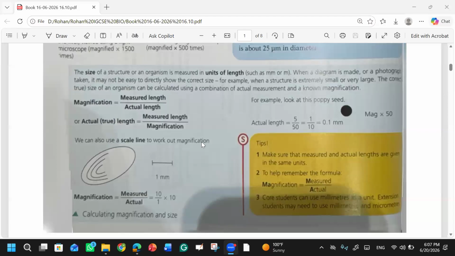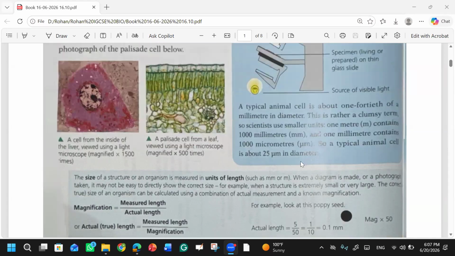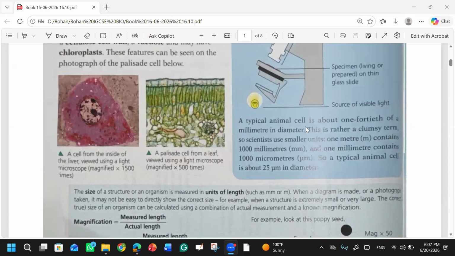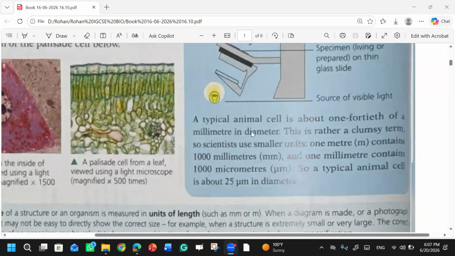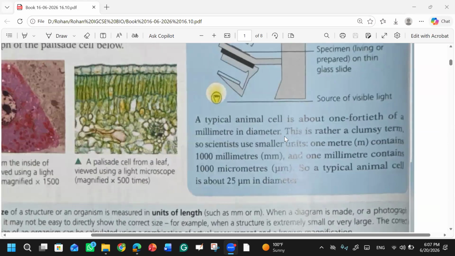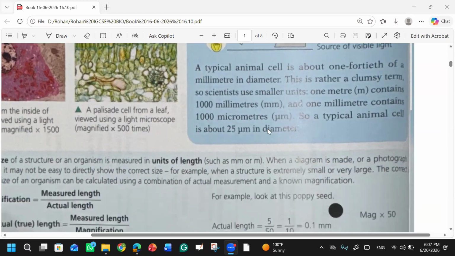So we were discussing the cell, and in this section we started the discussion on what is the cell and what is the size of the cell. You cannot just tell the size by saying that a typical animal cell is about 1/4 of a millimeter in diameter. This is a complicated definition. So scientists use another method to define the size of the cell. According to them, the size of an animal cell is about 25 micrometer in diameter, right?